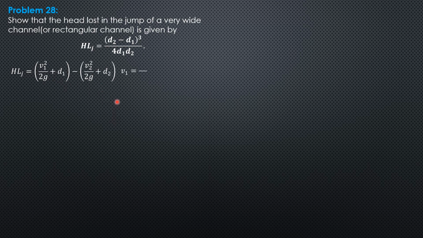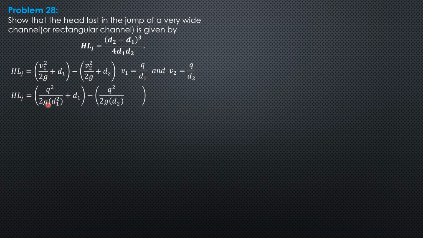Then V1 is Q over D1 and V2 equals Q over depth sub 2. That is Q over D sub 1 times 1, or 1 meter times D1. That's the area per unit width. So V1 squared is Q squared over D1 squared. So for the head loss in the jump, we replace V1 squared by Q squared over D1 squared.